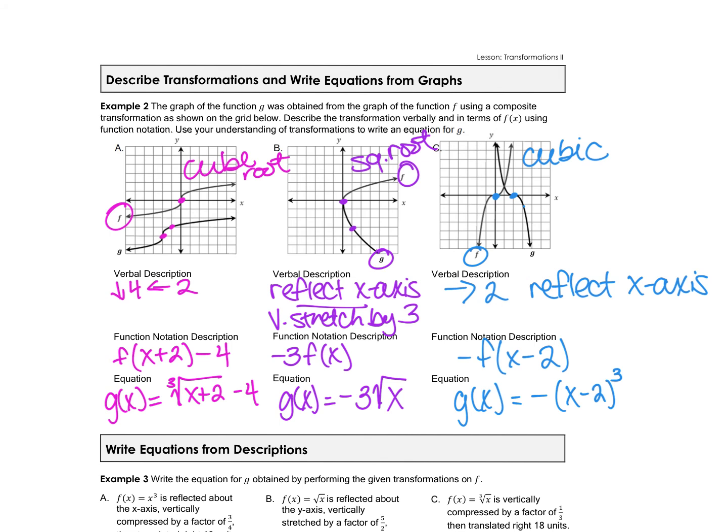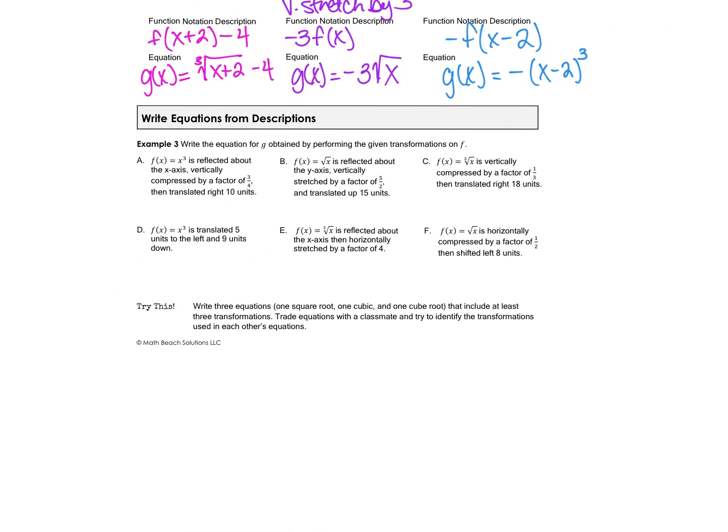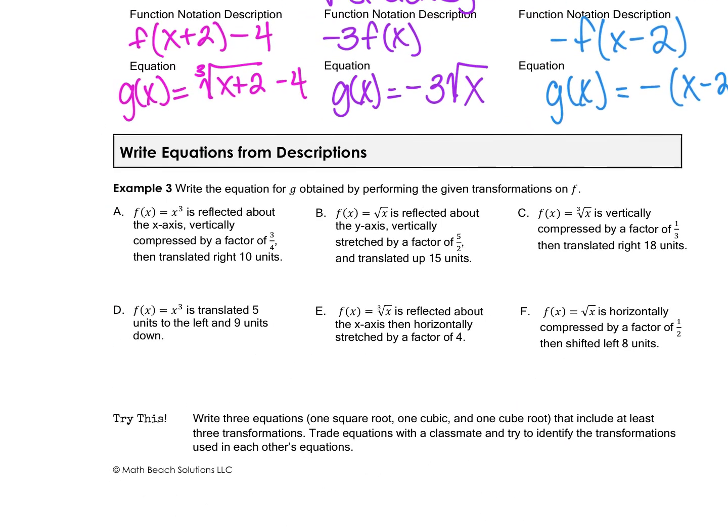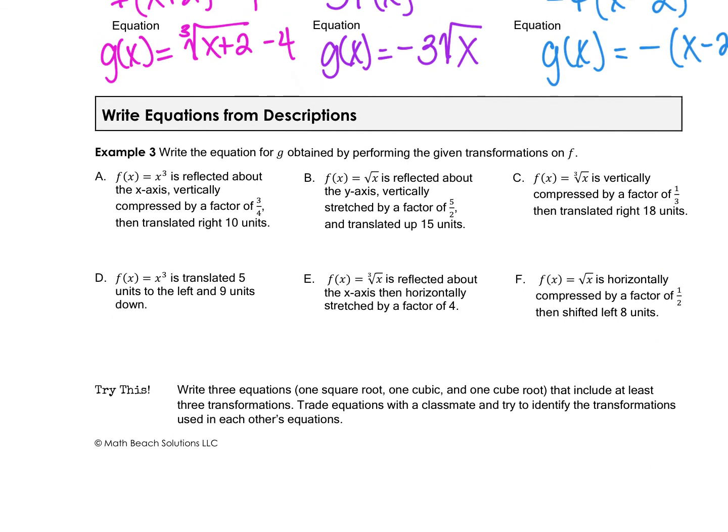Okay, now let's take a look at the next part. So now we're going to be given the parent function, we're going to be given some transformations, we're coming up with our new equation g. So we're starting, always look at what you're starting with. We're starting with x cubed. It's reflected about the x-axis, so that will put a negative in front. It's vertically compressed by 3/4, so that's on the outside, and translated right 10. So in parentheses we need x minus 10 and then cubed. So there's our new equation.